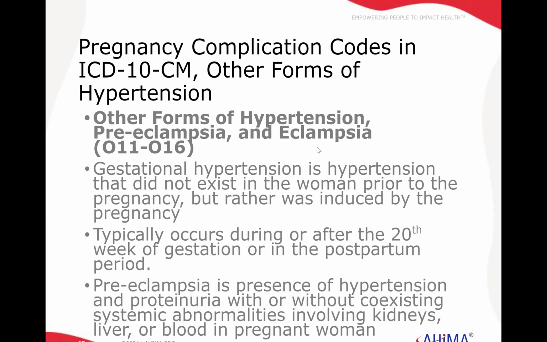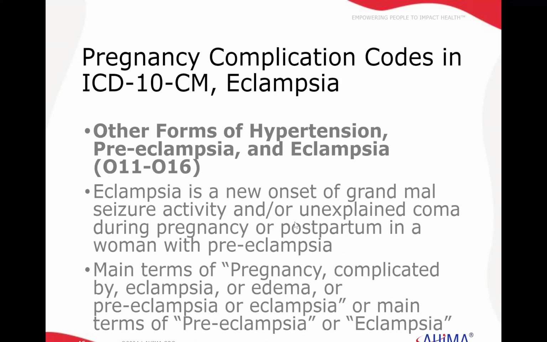Preeclampsia is the presence of hypertension with or without coexisting symptomatic abnormalities. And some of these abnormalities involve the kidneys, liver, what have you. Once things go to eclampsia, this is kind of that grand mal seizure activity that comes about from a hypertensive state. And these, again, the main term, pregnancy complicated by eclampsia, edema, preeclampsia, what have you.